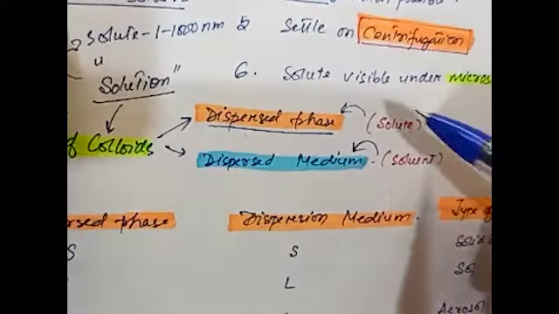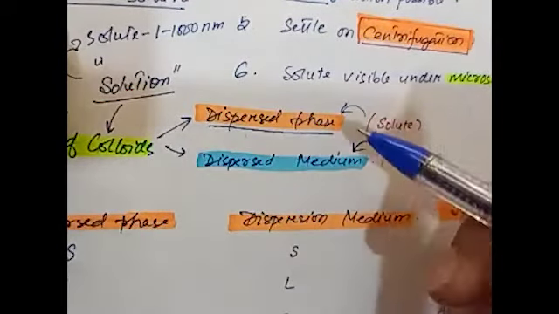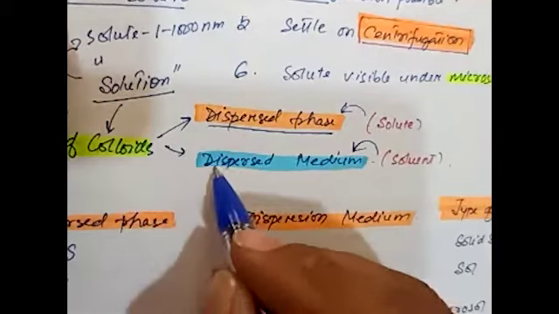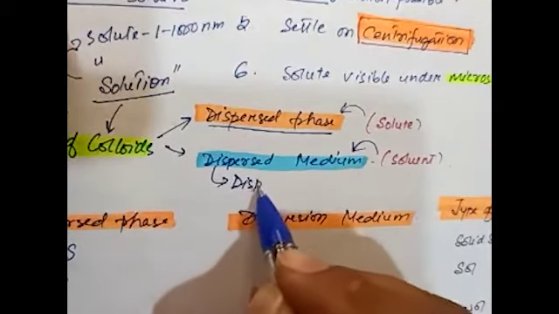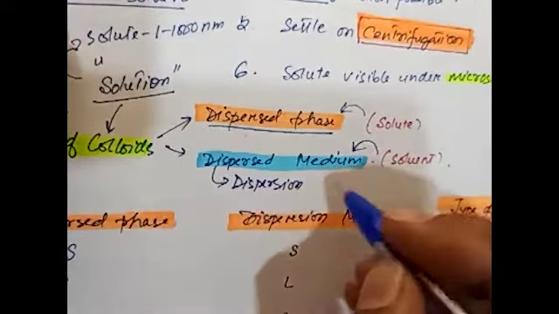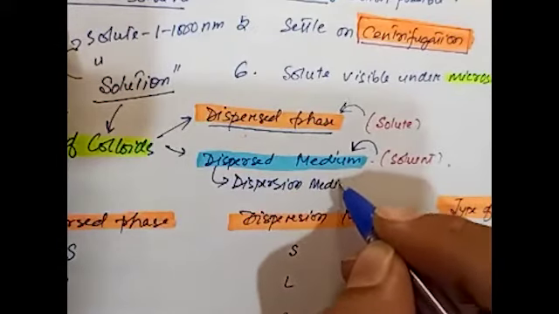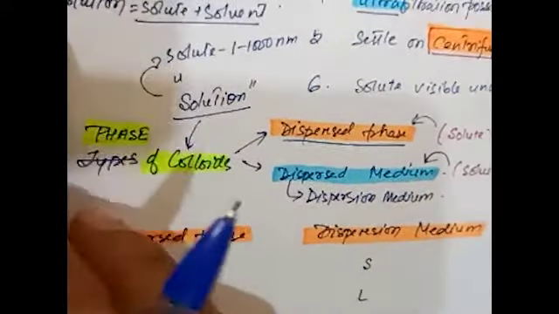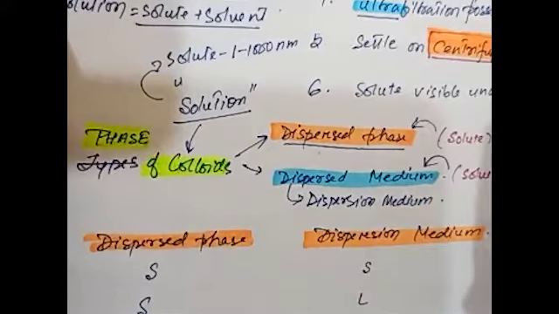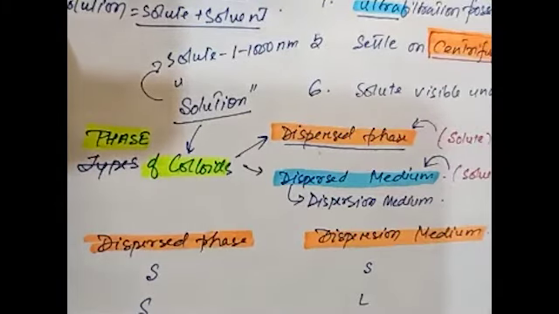Okay, the solute is known as the dispersed phase and the solvent is known as the dispersion medium. Fine, so colloids have two parts, the dispersed phase and the dispersion medium. Clear? If there is anything that has confused you till now, you can tell me.